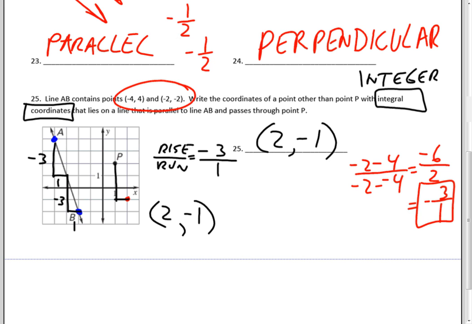Or we need a point. So what are you saying the point is? 0, 5. 0, 5. Let's see. 0, 1, 2, 3, 4, 5. That would be up there. Let's just reverse it. We go over 1, up 3. Is 0, 5 also an answer? Yes.